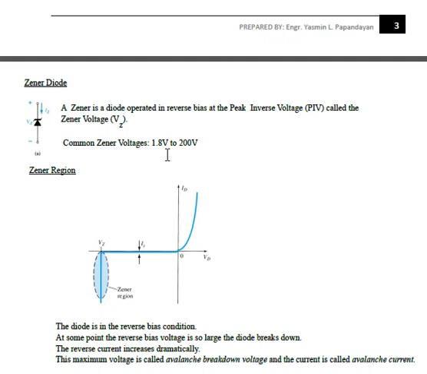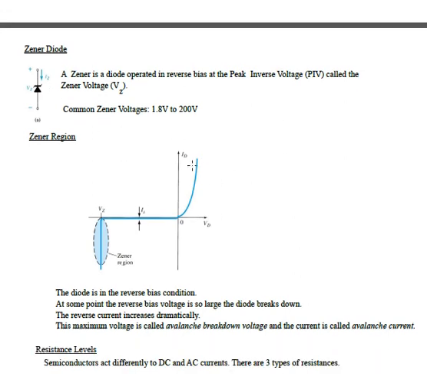Okay, so now we have here the so-called Zener diode. What is a Zener diode? A Zener diode is a diode operated in reverse bias at the peak inverse voltage called the Zener voltage. Okay, so for the Zener diode, it has a characteristic. This is not an ideal diode, no? So, pag Zener diode kasi, ito yung mas common na na-encounter natin. So, it has the so-called peak inverse voltage. So, what is that? Peak inverse voltage is approximately equal to 1.8 volts.